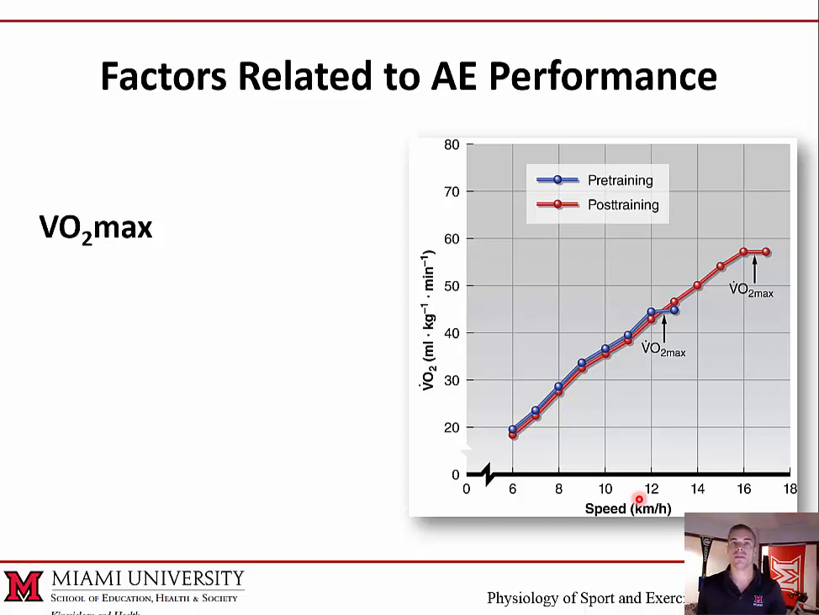No surprise, that's VO2 max, or maximal oxygen consumption. We've talked about this in a previous module, but with increasing exercise intensity or speed, we see this linear increase in VO2 or oxygen consumption up until our max is reached. And we know that with aerobic exercise training, that's effective to increase one's VO2 max.